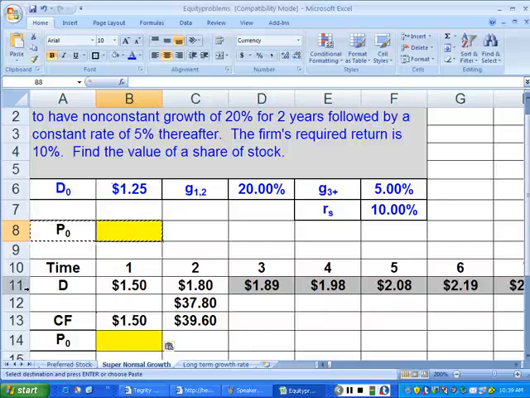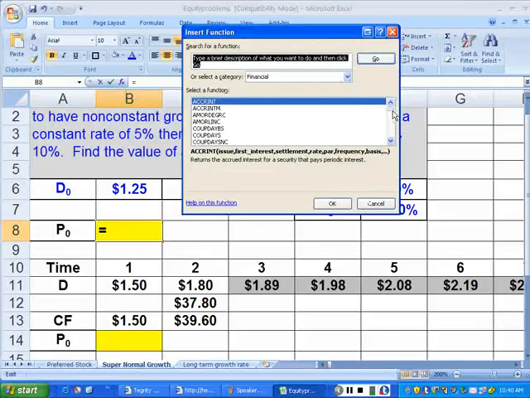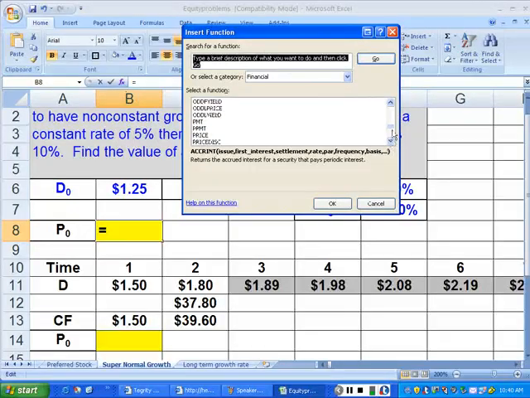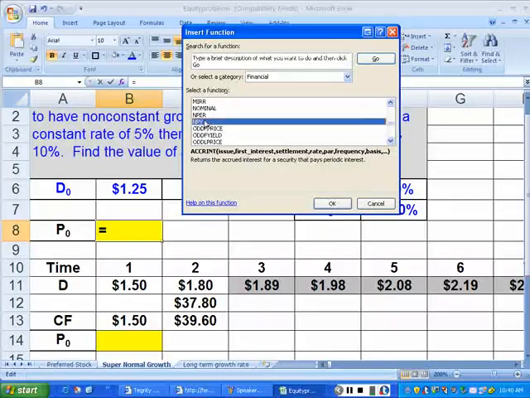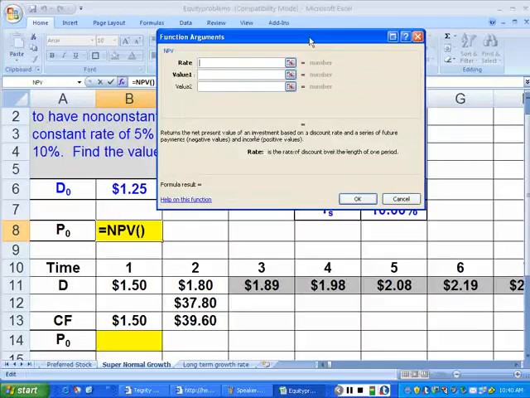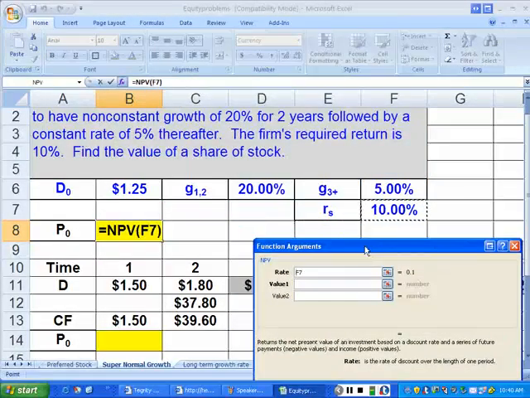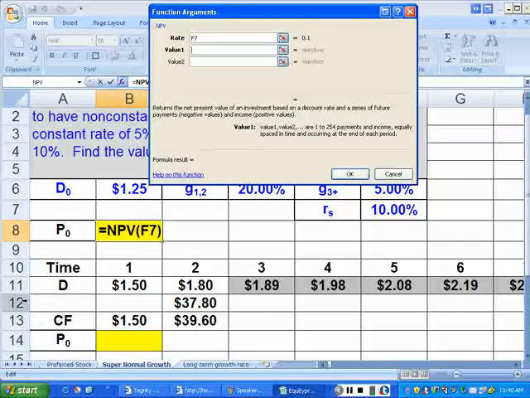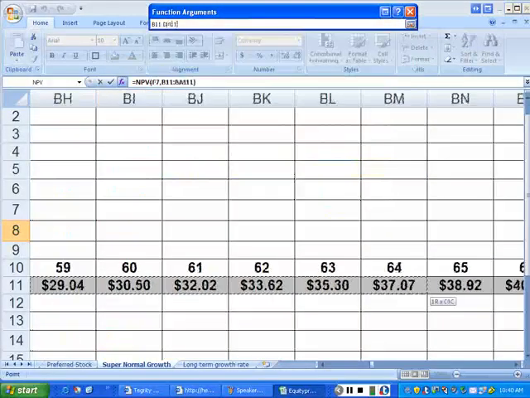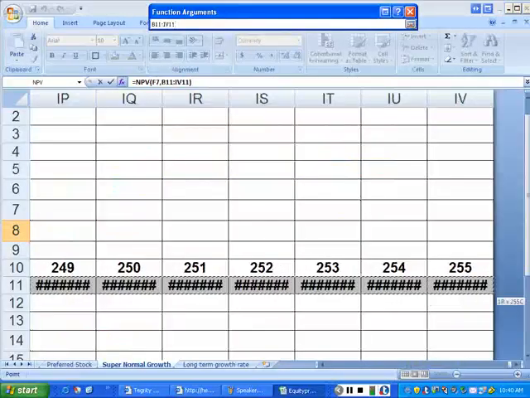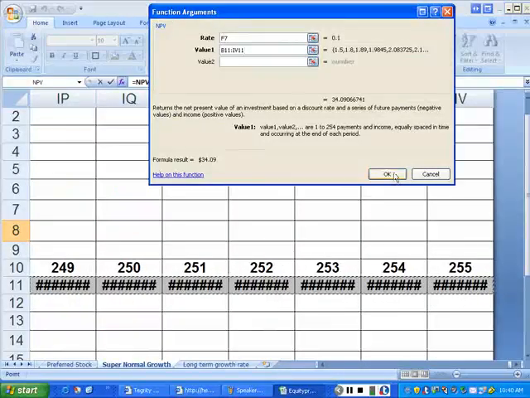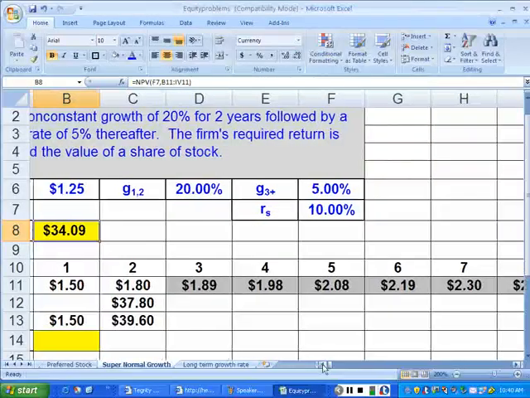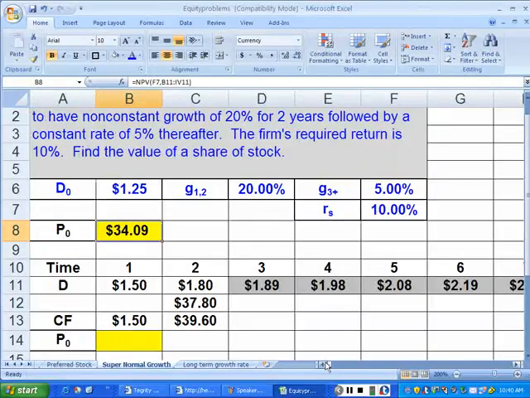So let me deal with this full dividend stream first of all and find its value. The way we would value that is we're going to use the function NPV. So under financial, we want to take a look at our function called net present value. There it is right here. And we're going to highlight that. First of all, what is the rate? We want R sub S. And secondly, what are the values that we have? So I'm going to highlight these dividends from time 1 all the way out, and we'll take it out here for the 255 years that we've illustrated. And when I do that, I find it has a value today at time 0 of $34.09.